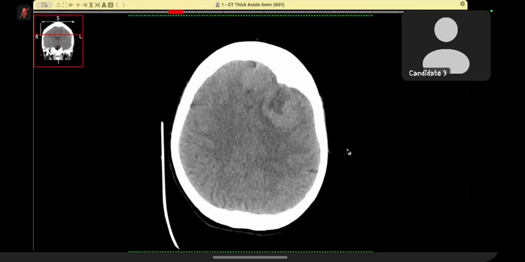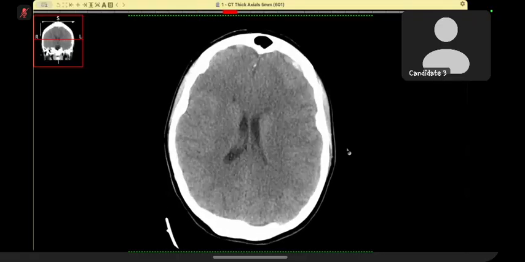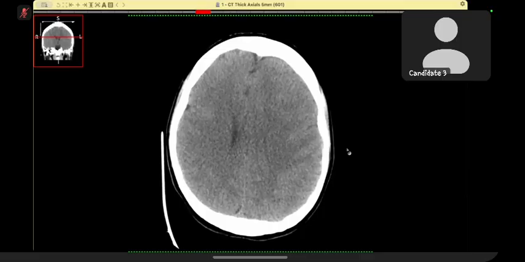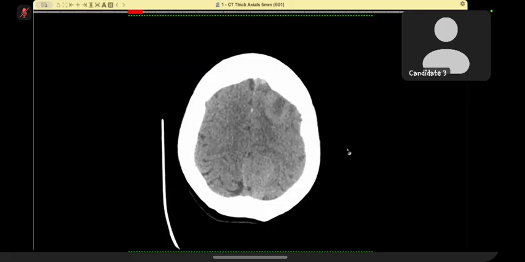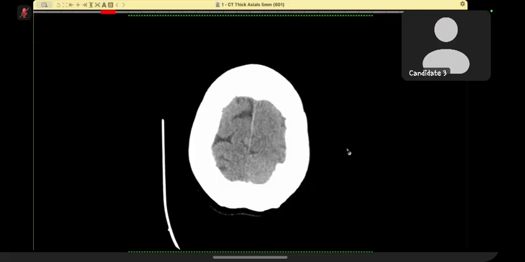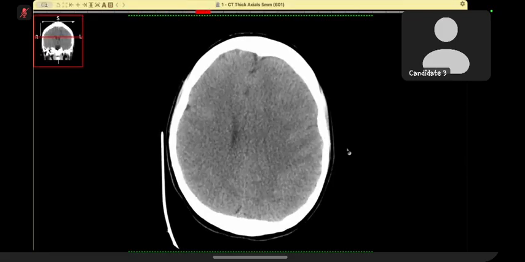There are areas of necrosis also seen within the lesion, no calcification seen. There is subtle surrounding bony hyperostosis also seen, but I would confirm on the bone window. Another lesion is appreciated in the left parasagittal region, which also seems extra-axial, causing compression over the underlying brain parenchyma, and there is edema also seen at the level of the centrum semiovale and the corona radiata in the left cerebral hemisphere.